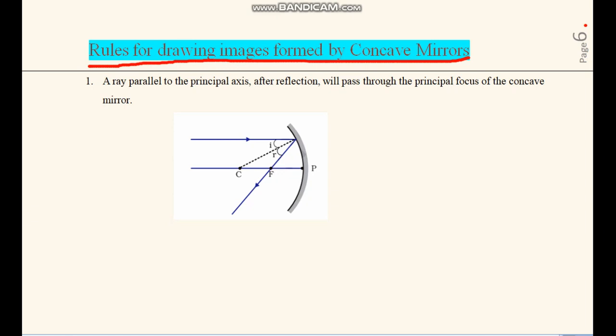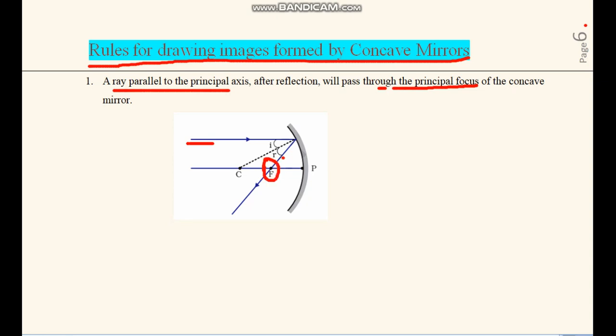The first rule says that a ray parallel to the principal axis after reflection from a concave mirror passes through the principal focus of the mirror. Here in the diagram you can see that this is the ray parallel to the principal axis which is falling on the mirror, and after reflection this ray goes through the principal focus of the mirror.